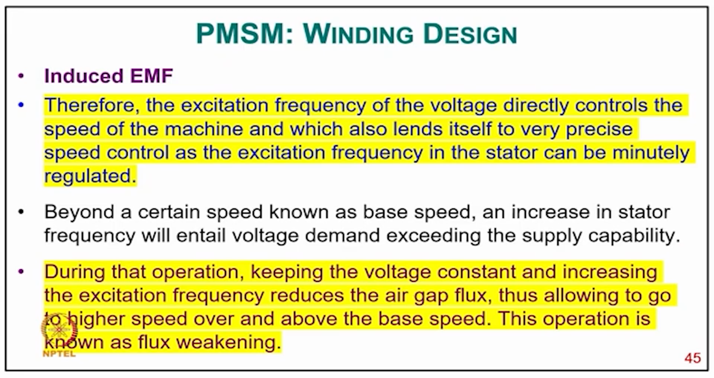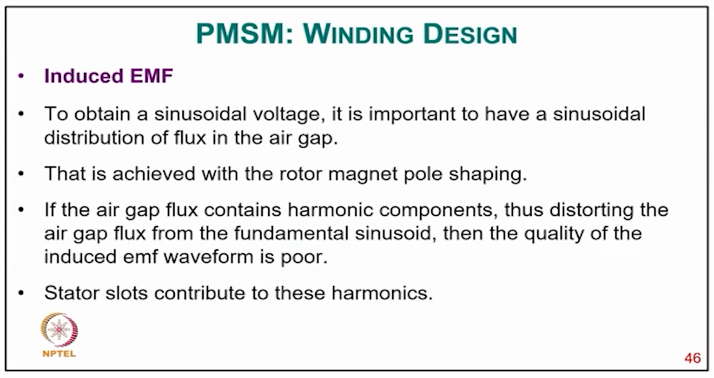This operation is known as flux weakening. To obtain a sinusoidal voltage, it is important to have a sinusoidal distribution of flux in the air gap, and this is achieved with the rotor magnet pole shaping. If the air gap flux contains harmonic components, thus distorting the air gap flux from the fundamental sinusoid, then the quality of the induced EMF waveform is poor, and stator slots contribute to these harmonics.